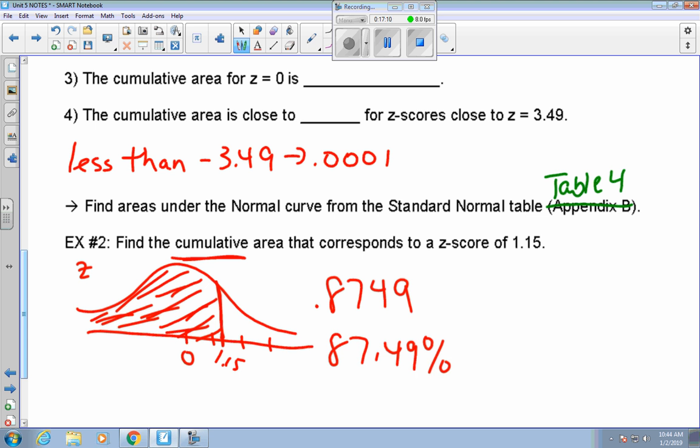If you look at 3.49 on the next page, it has a cumulative area of 0.9998, which in our notes says it's close to 1, which is true. So if we have any values that are greater than 3.49, we are going to use a cumulative area of 0.9999.